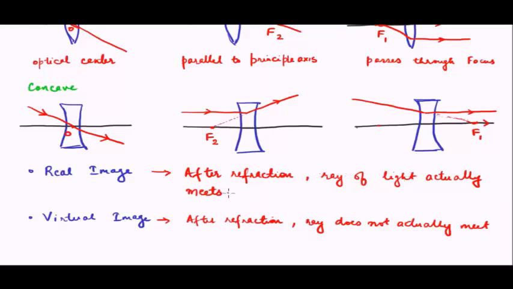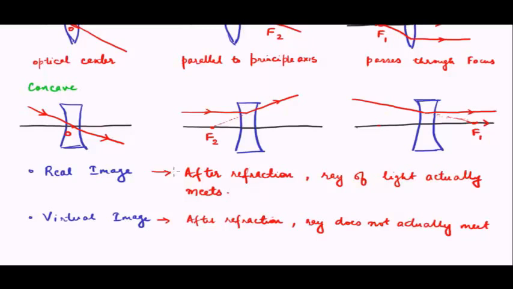So another point of difference is that for the real image, if we bring a screen, the image actually forms on the screen over there, whereas for the virtual case the image does not actually form on the screen. So this is the basic overview of real and virtual image. Once we discuss different cases of image formation, we will see practically what is happening when real and virtual image is formed. For the time being, remember this: for a real image, the rays of light actually meet at a point. For a virtual image, the rays of light appear to meet at a point.